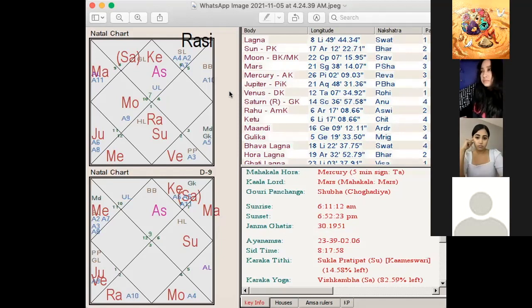You got it? Also see if the lord of the second house is sitting in the dual sign. The second house represents your family, your own family. And the lord of that is again sitting in the dual sign.